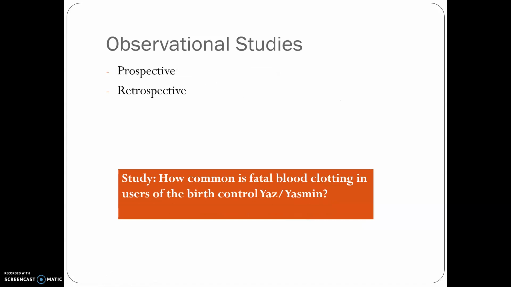Observational studies can be prospective or retrospective. So we're looking towards the future or looking back in hindsight, retrospective, right? So how common is fatal blood clotting in users of birth control Yaz or Yasmin? We could do this either way, really. Retrospectively, looking at how commonly this happened in the past, or prospectively, how many people going forward have fatal blood clotting?